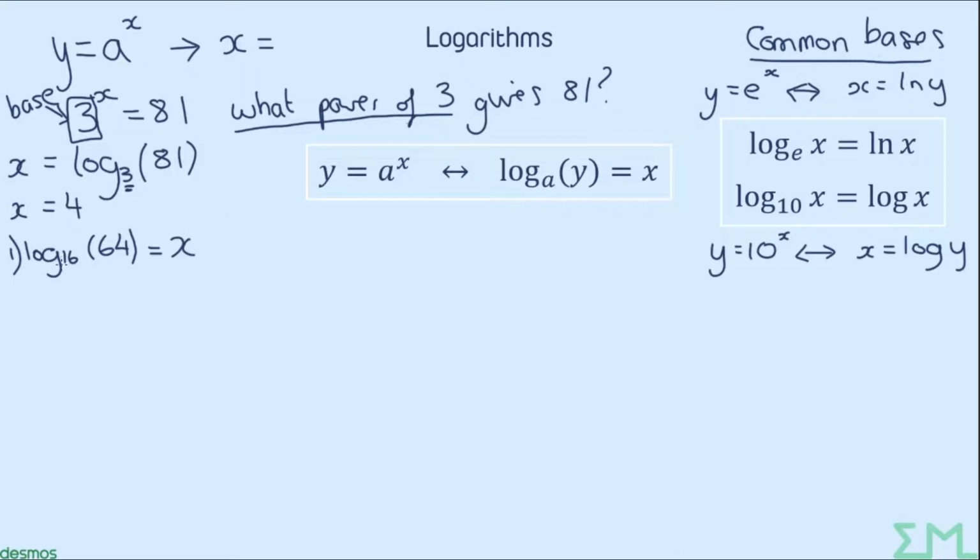So we always look for our base number. That's the small number just next to the log. So that's going to be 16. Now this is what power, which means the thing on the other side of the equal sign is the power. 16 to the power of x equals the thing inside the log.